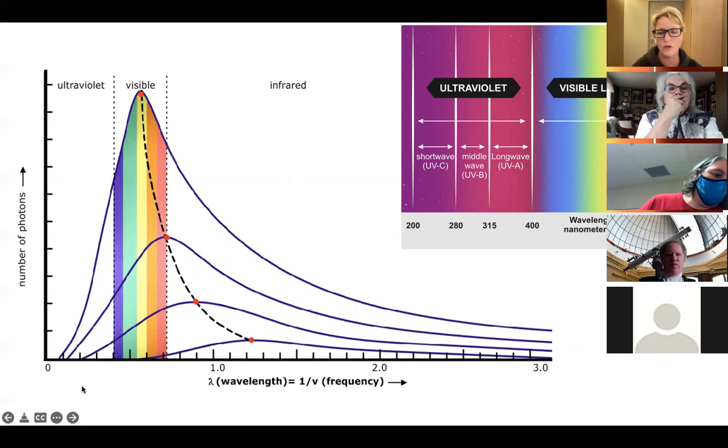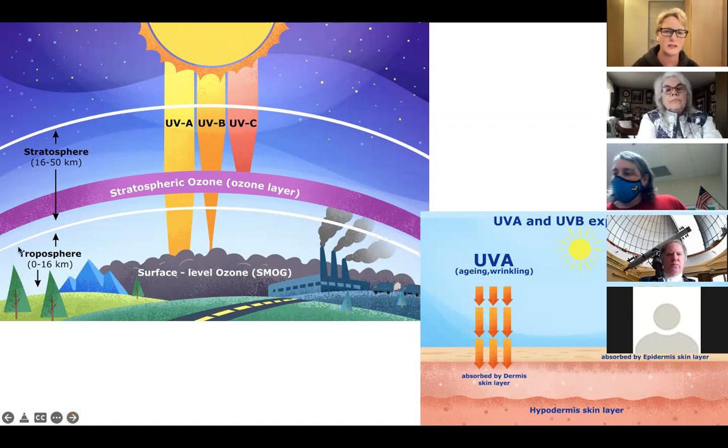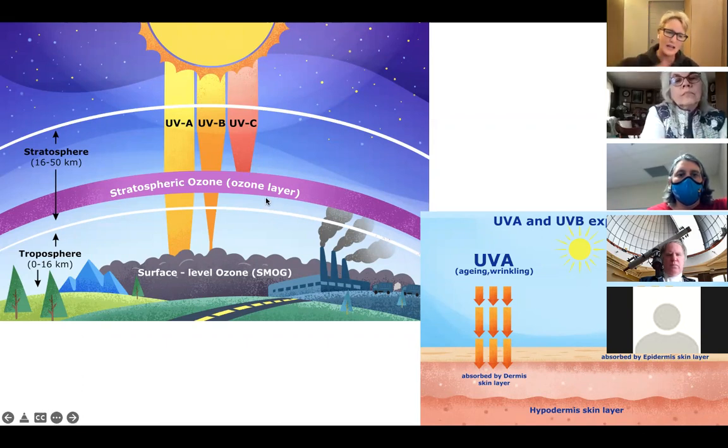And so that is how we would classify our ultraviolet wavelengths: UVA, B, and C. And how does this actually affect our planet? We can see here from this graphic that the UVC, which is the most dangerous because it's the highest energy light, actually gets trapped by our ozone layer. Our ozone layer is around about 20 to 30 kilometers.